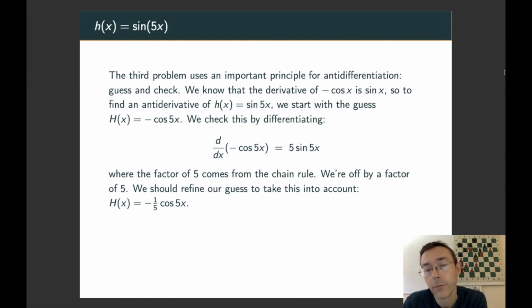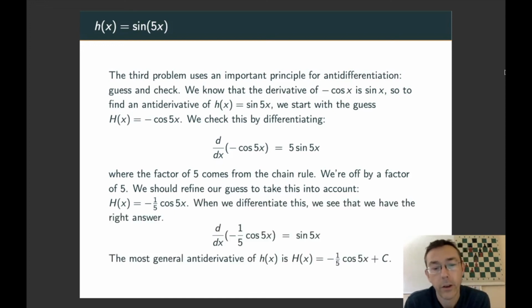So I'm off from what I wanted by a factor of 5. How do I get rid of that factor of 5? I start by taking my function times a fifth. Now the 5 is going to cancel the 1/5. So overall, my second guess is going to be h of x equals negative 1/5 cosine of 5x. Let's check it.